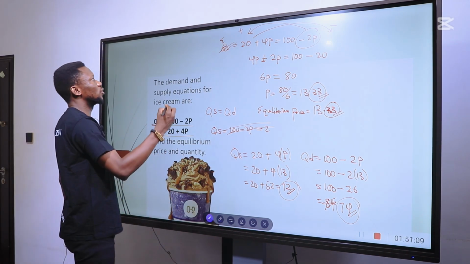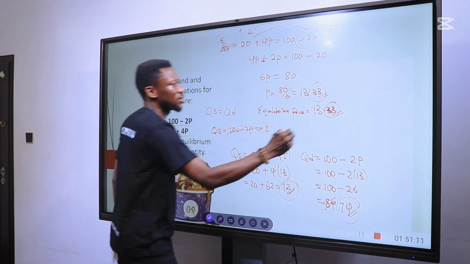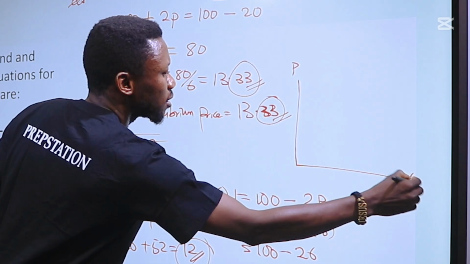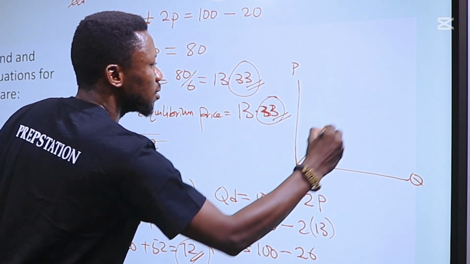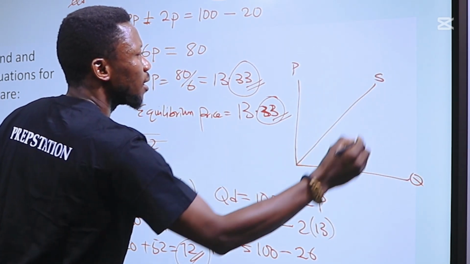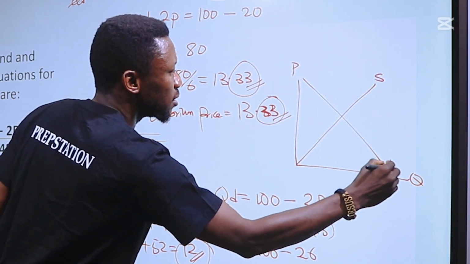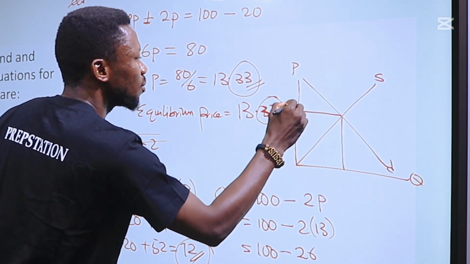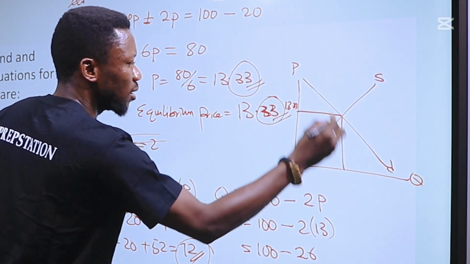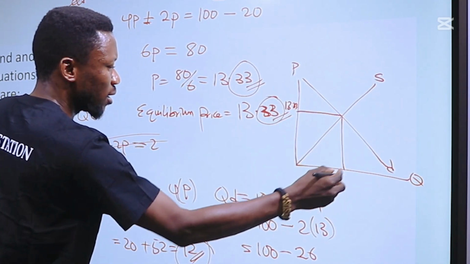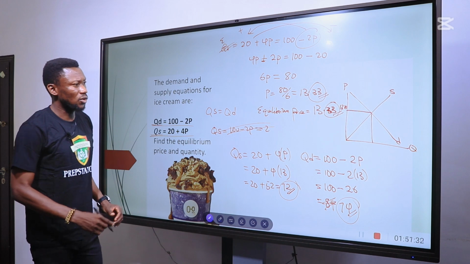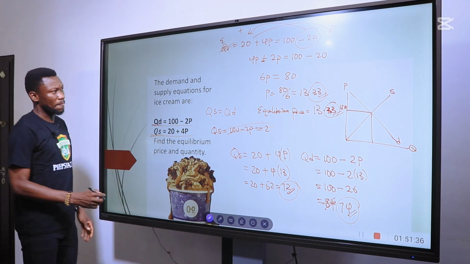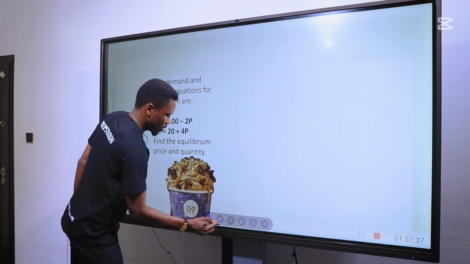So what we need to do now is to draw the graph to show it. And the graph goes like this. This is P, and this is Q, and this is S, and this is D. So at this price, and the price is 13.33, we have the equilibrium quantity there as well. So that is for the equilibrium quantity and price. Very good, so we're done with this.